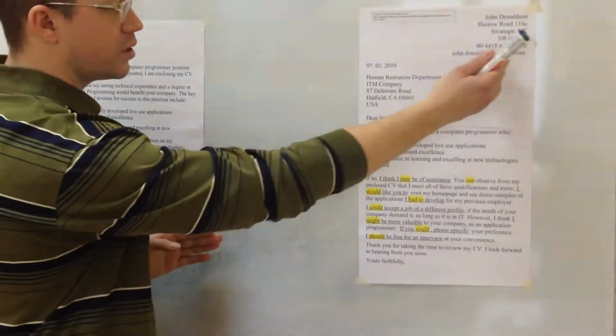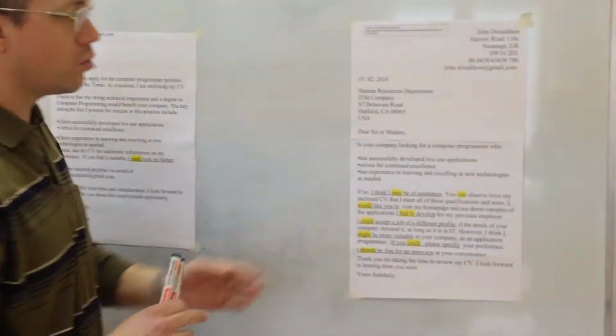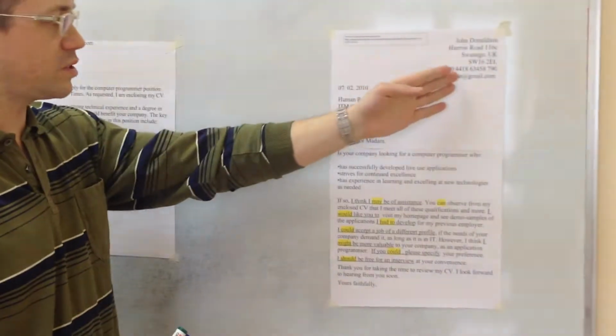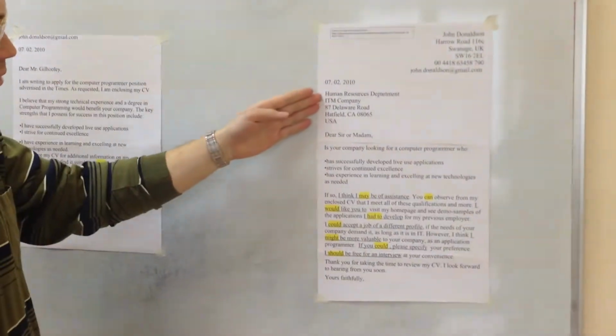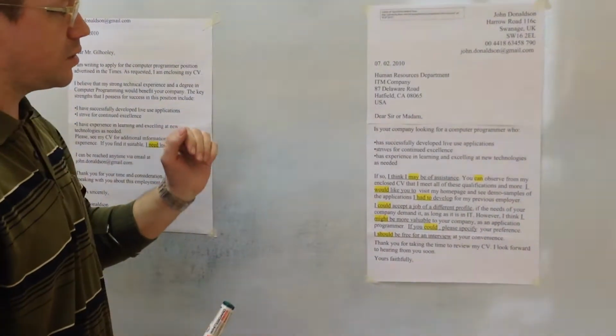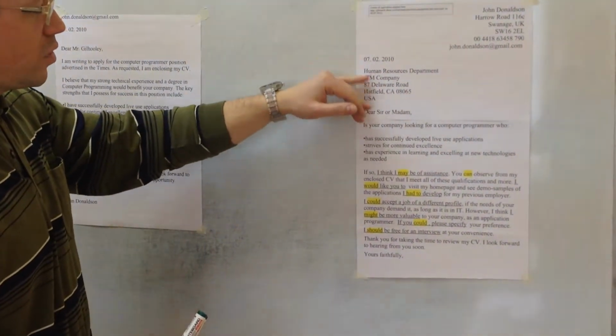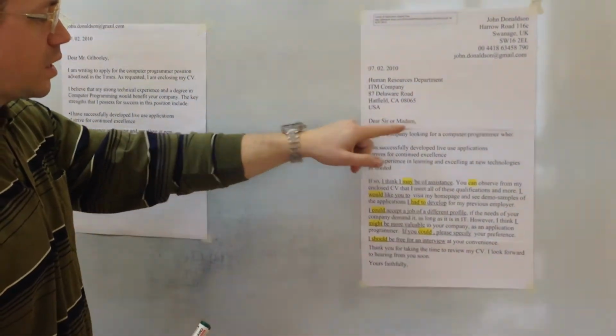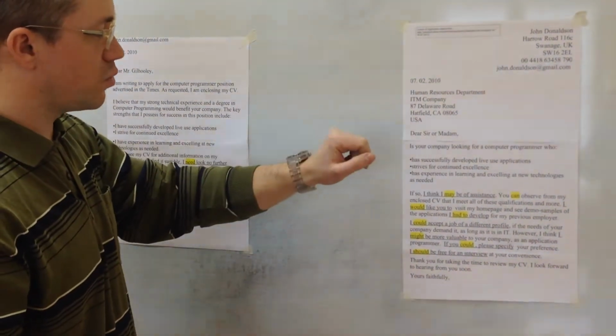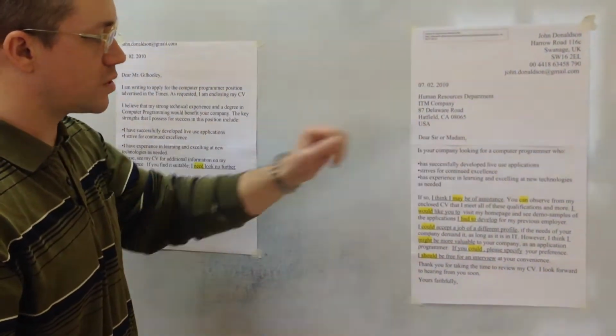So, upper right corner, your personal info, name, address, contact details, and over here, on the left-hand side, the info of the company, their address, and the person or department you're addressing to.